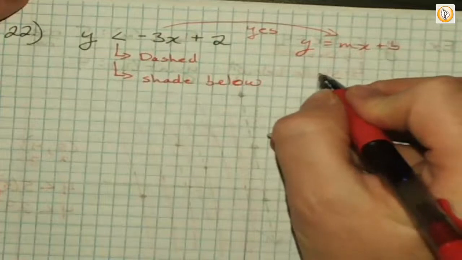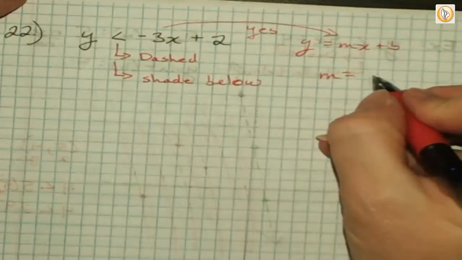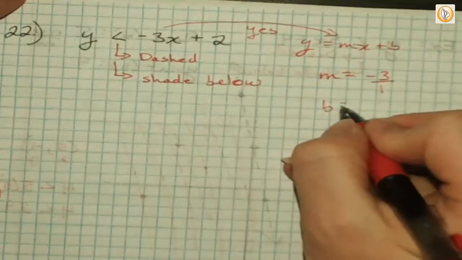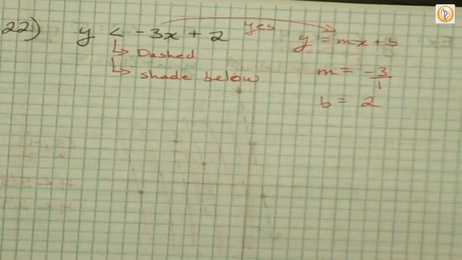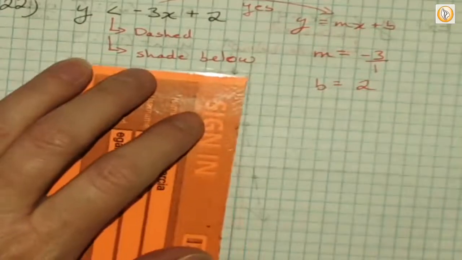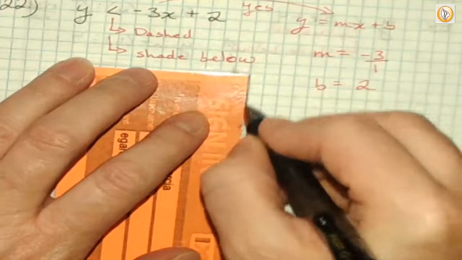Michael, what is my slope? -3, and we can put it over 1. And what is my y-intercept, Joanne? 2. Very good. Aiden, what do I plot first? The B or the 2. Very good. My y-intercept.